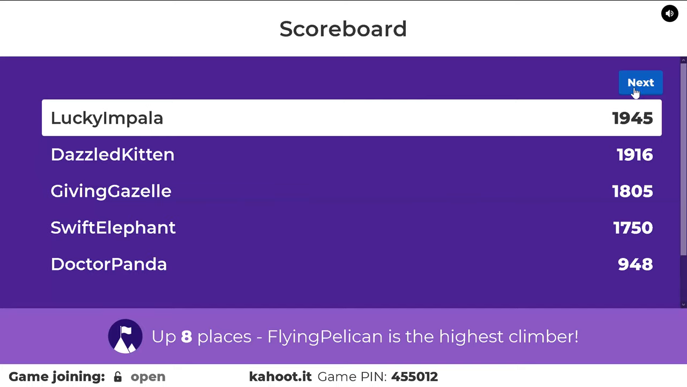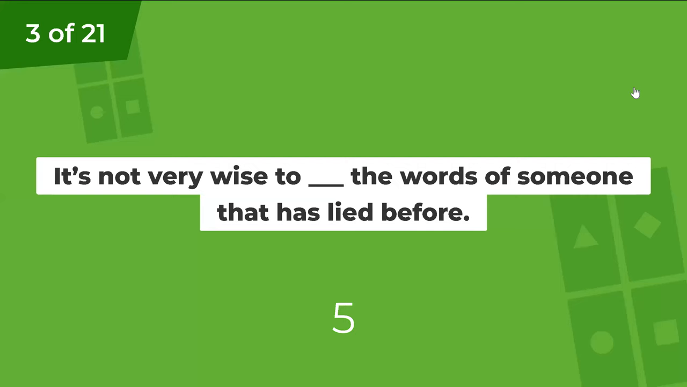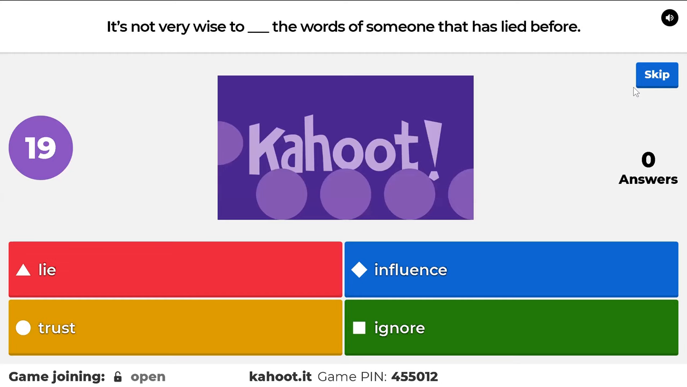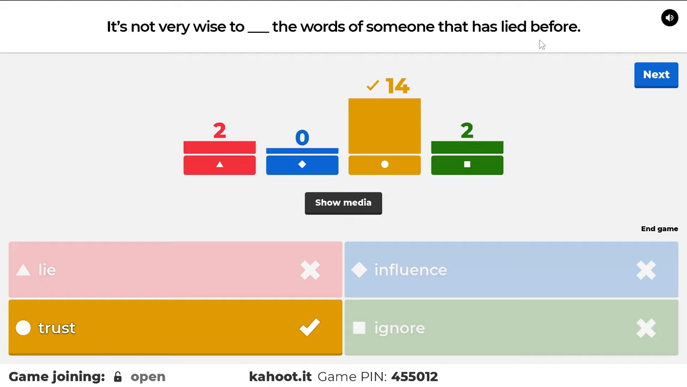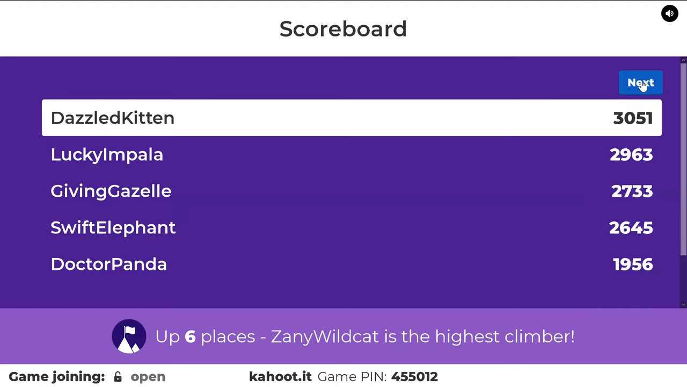Oh, Lucky Impala on top. Dazzled Kitten second. It's not very wise to blank the words of someone that has lied before. Yeah, trust, right? If somebody lies, someone has lied before, you don't want to trust them. Okay.